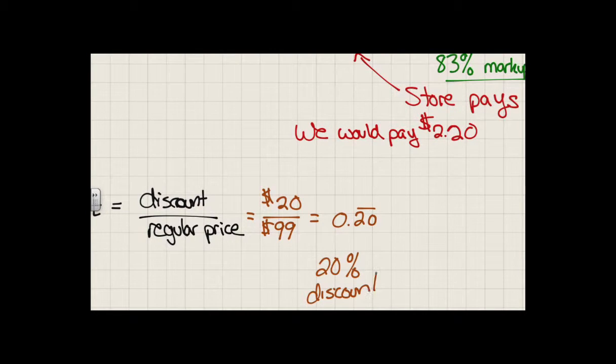So you probably wouldn't see $20 off. You would probably see a big sales sign that says, all shoes in this section, 20% off. Okay? It kind of makes sense. 99 is really close to what number? 100. 20 over 100 is really close to what percent? 20%. Okay? So this is how we look at discounts and markups.